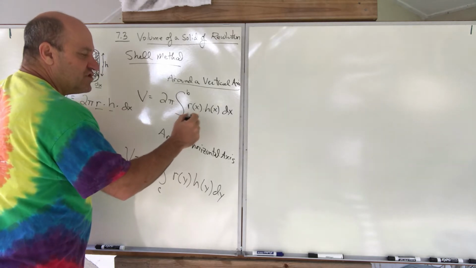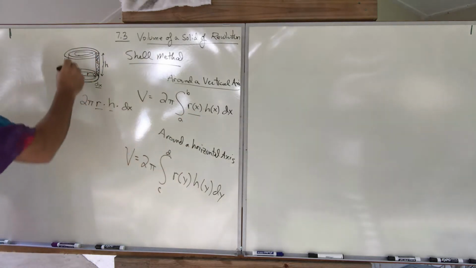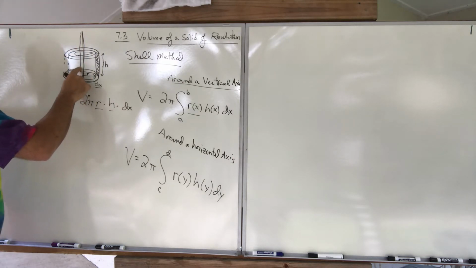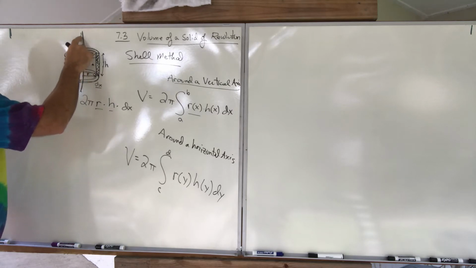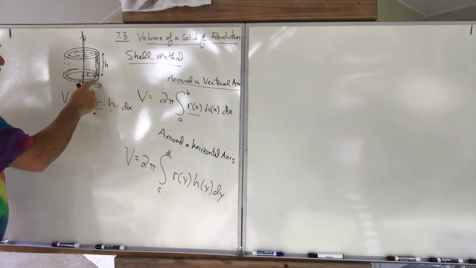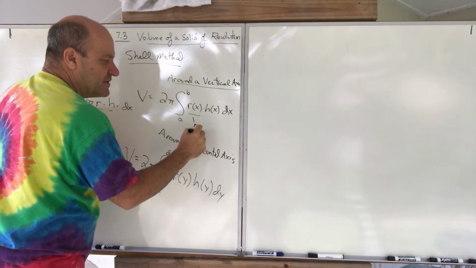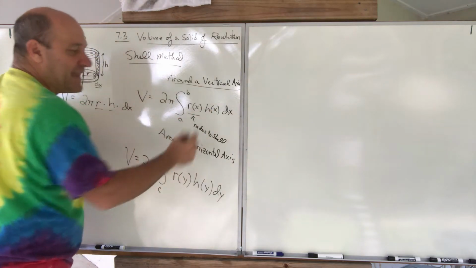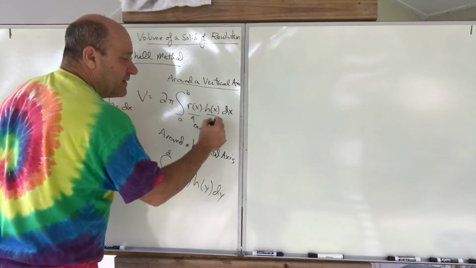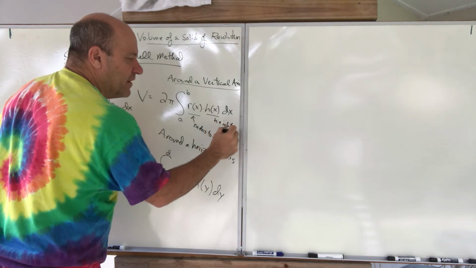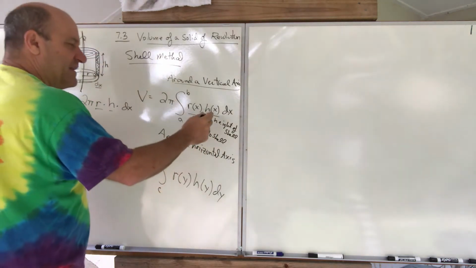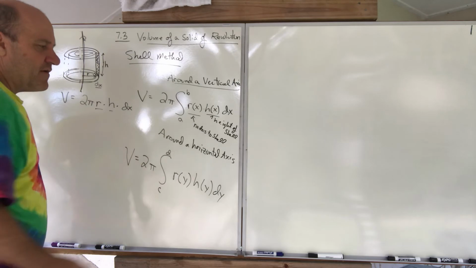I wanted to use this language here. This is now the radius to the shell. So it's from the axis of revolution to the shell, from the axis of revolution to wherever the shell is. So I'm calling this the radius to the shell. And this is the height. The height of what? This is the height of the shell. So that's our two components, the radius to the shell, the height of the shell, 2 pi out front. We integrate from A to B.